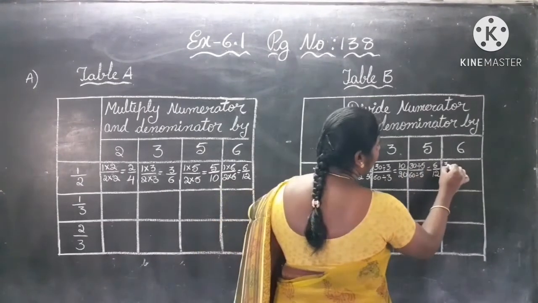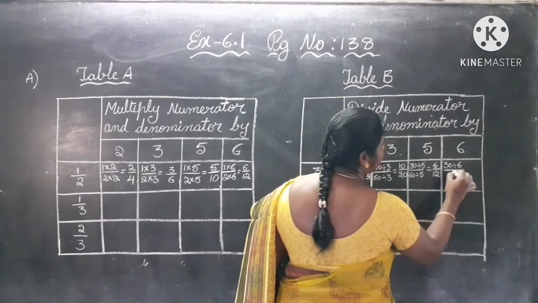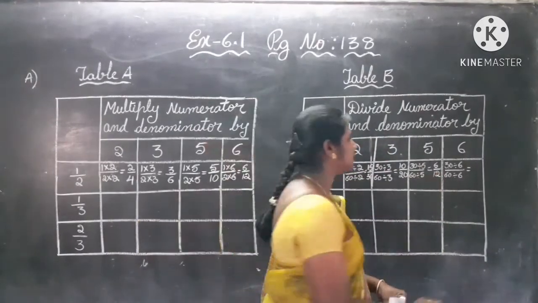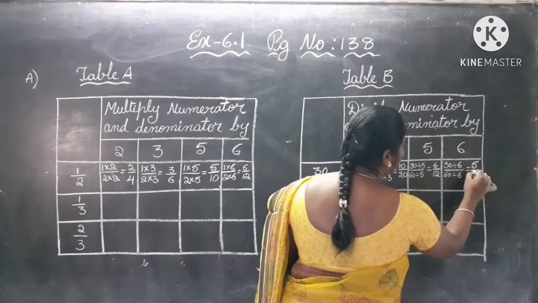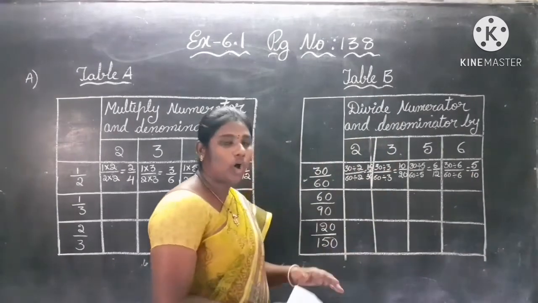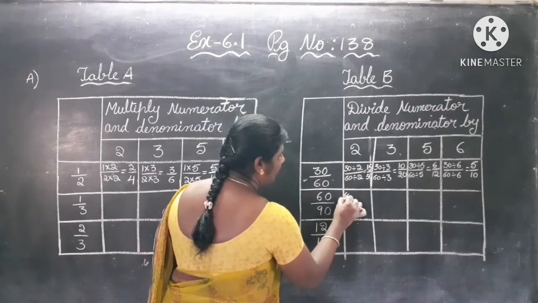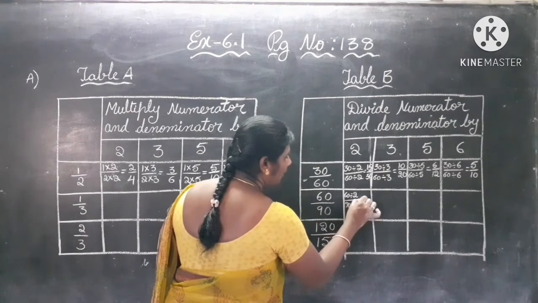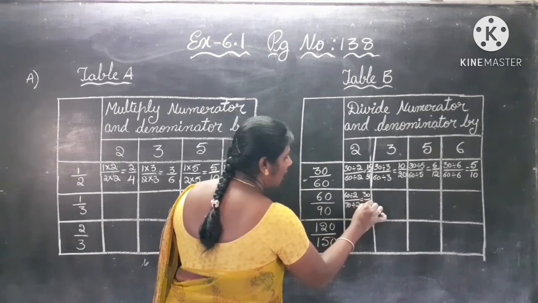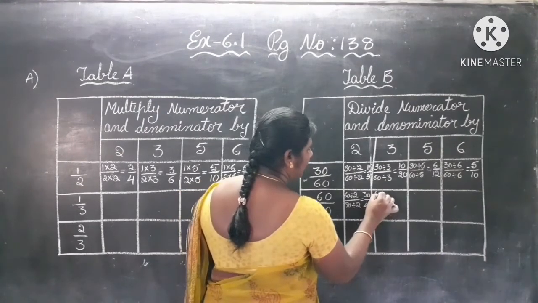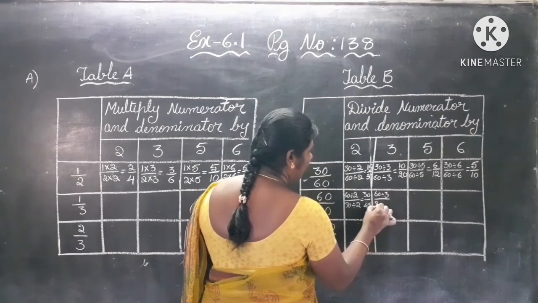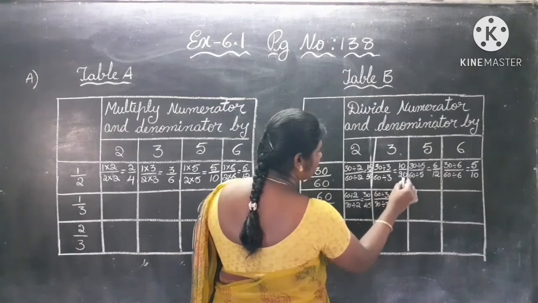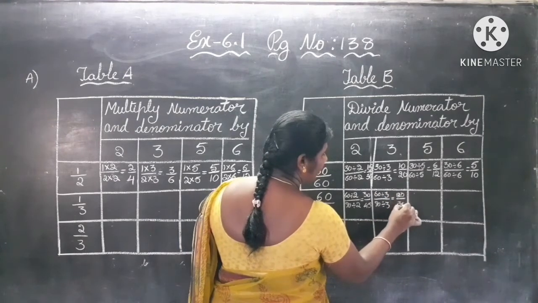Same again with 6. 30 divided by 6, 60 divided by 6. 6 table 30 how many times? 6 5s are 30. 6 10s are 60. Same all these also. 60 divided by 2, 90 divided by 2. 2 table 60, 2 30s, 2 45s. Same, 60 divided by 3, 90 divided by 3. 3 table 60, 3 20s, 3 30s.